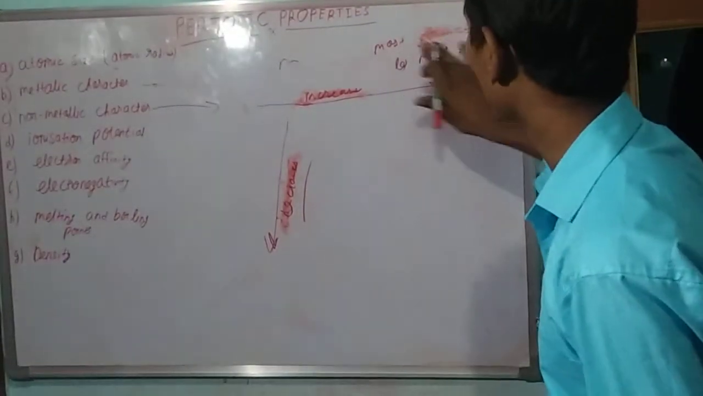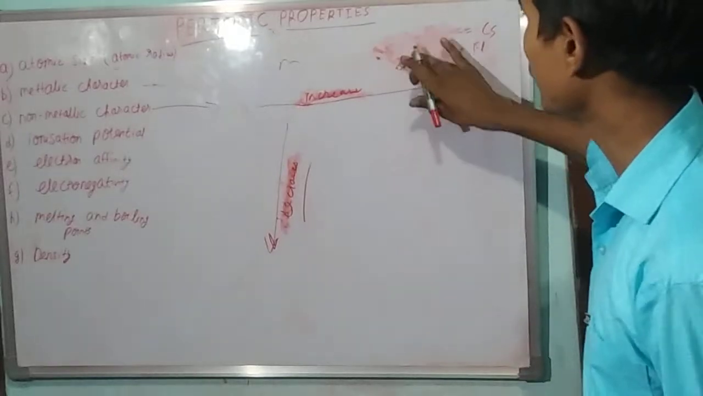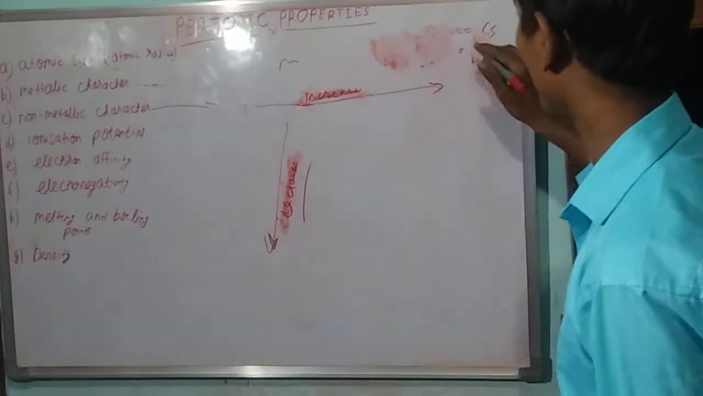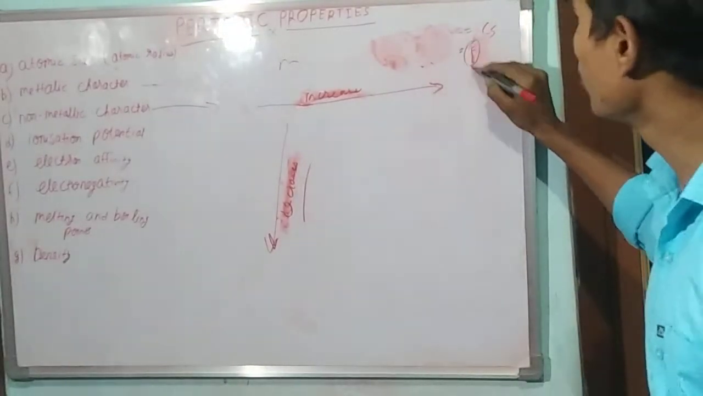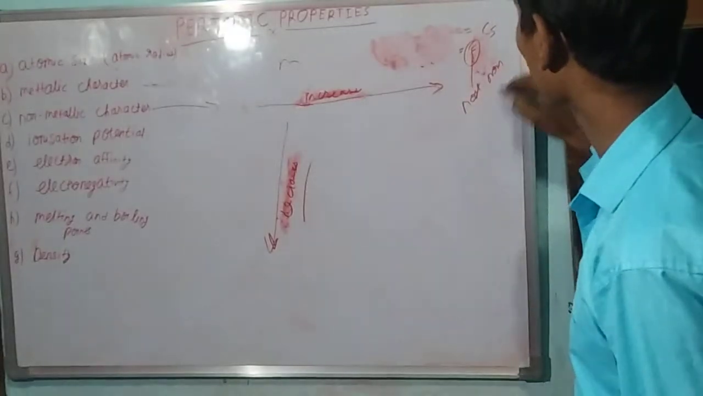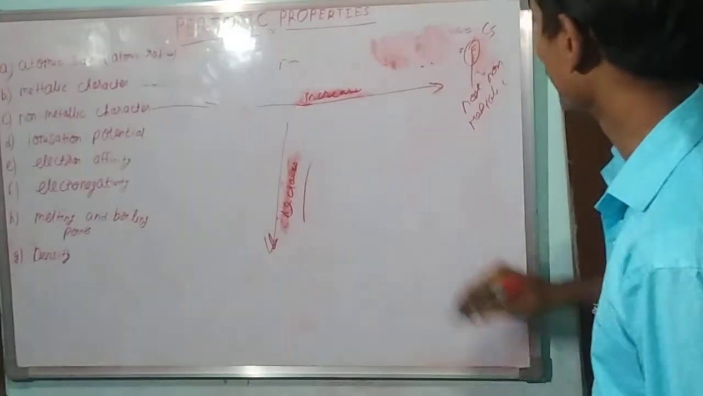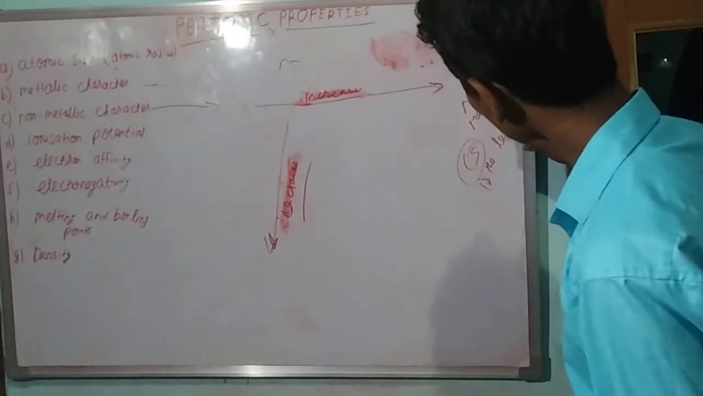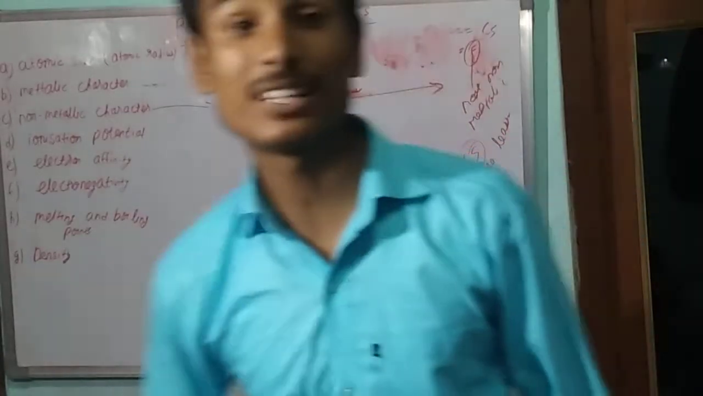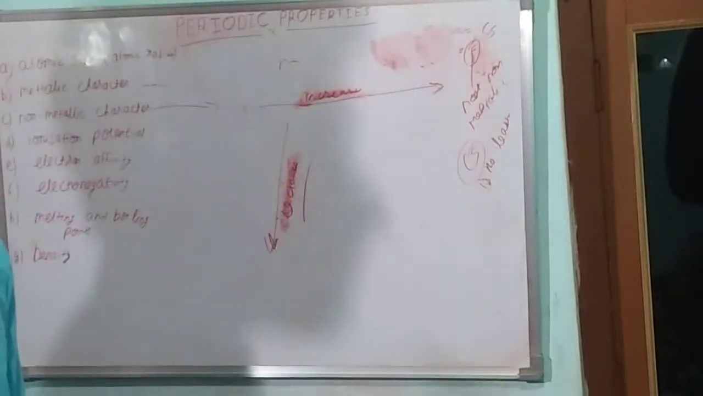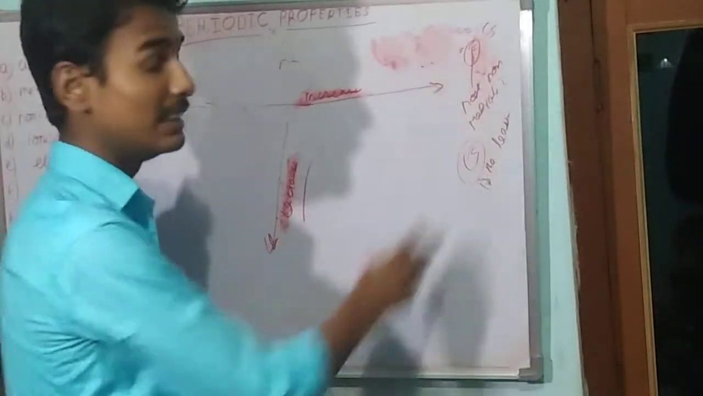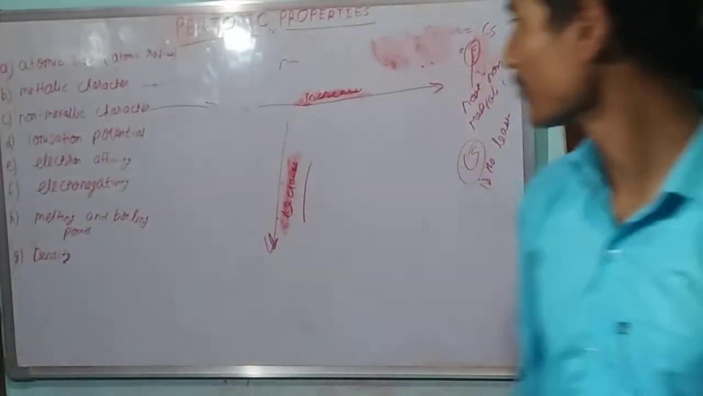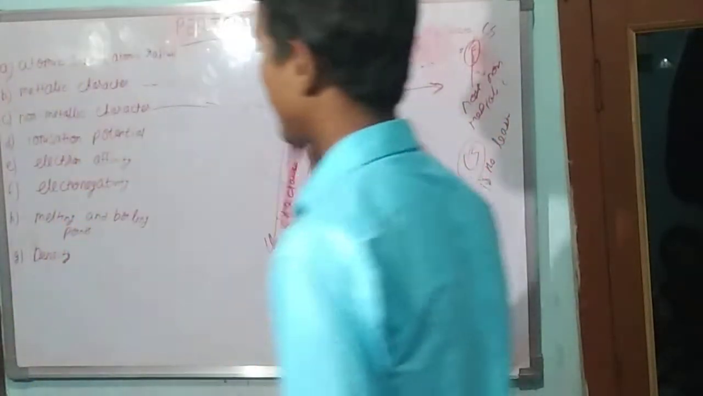So in the case of non-metallic character, the most non-metallic is fluorine, only F, sorry for that. Fluorine is the most non-metallic, and cesium is the least non-metallic. Why are we not taking francium? Francium is radioactive. That's why cesium is the least non-metallic and fluorine is the most non-metallic. This is all about non-metallic character.